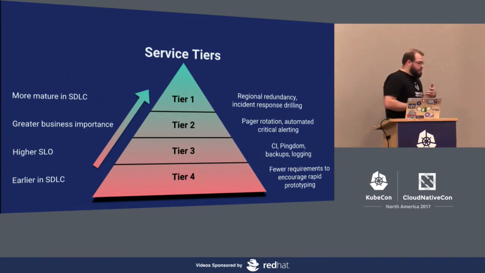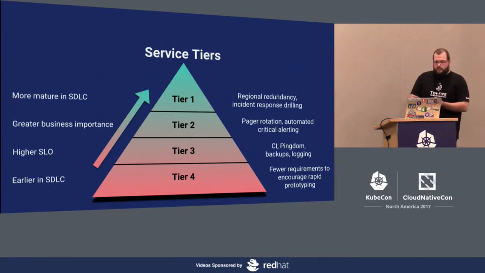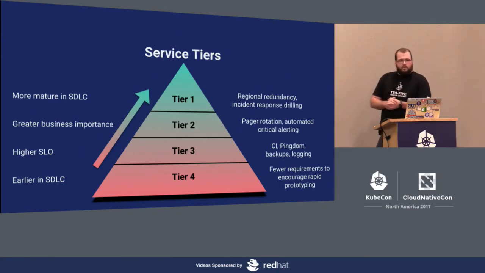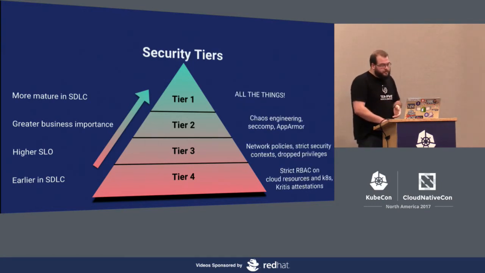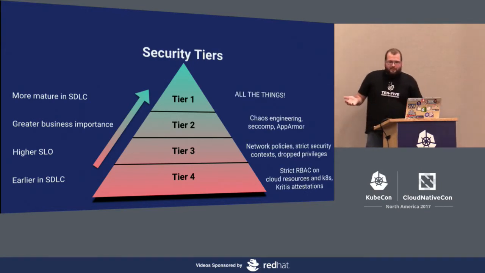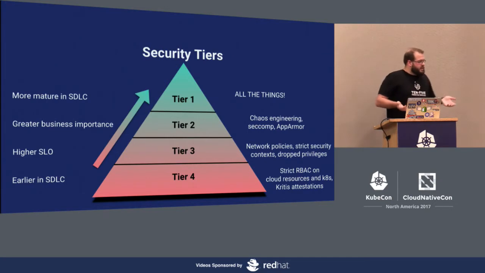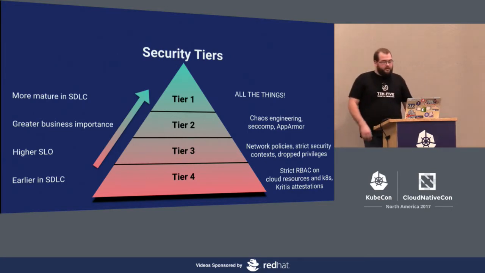And so when we were moving to Kubernetes and setting up all of our clusters, I was thinking, why don't we do the same thing with security? So I've coined what I've called the security tiers. First and foremost, when you create an application on our cloud platform, on tier four, we impose things like strict RBAC, Kubernetes attestations. We'll talk a little bit more about what those are later. But as we move through the tiers, I have this vision of restricting the runtime of containers with SecComp, AppArmor, network policies, strict security contexts, dropping all the container capabilities, and these sorts of things. So this is the vision that I have for doing this on my team.